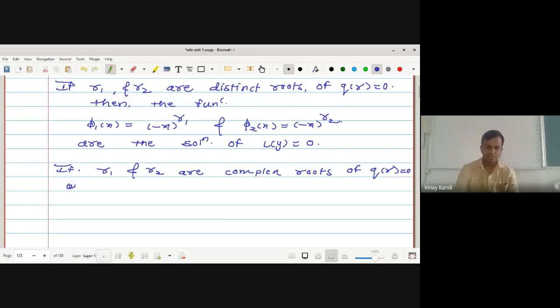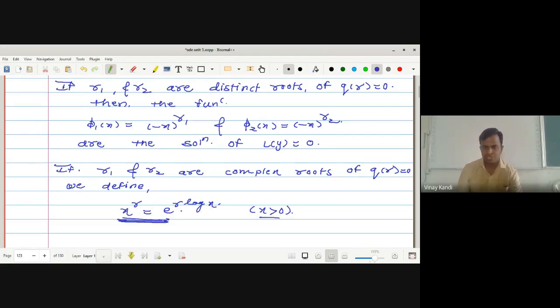Okay, so we define x raised to r is equal to e raised to r into log x. We have defined it like this. We define x raised to r is equal to e raised to r into log x. If your r1 and r2 are complex roots of q of r, so we define x raised to r is equal to e raised to r log x, if x is greater than 0.